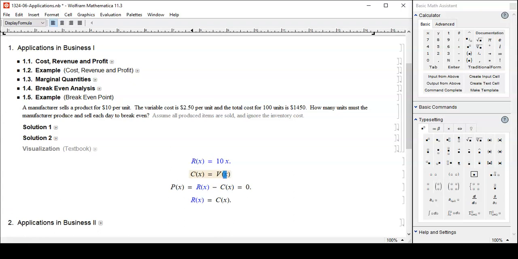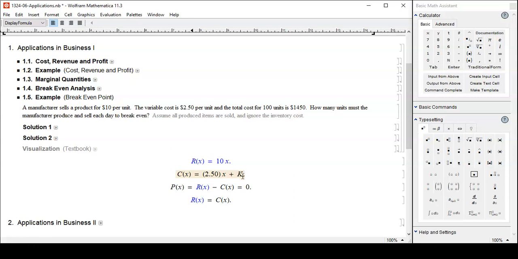The variable cost plus a constant k, which is the fixed cost. How about the variable cost? $2.50. That's the marginal cost, the slope. By the way, that 10, the price, is the marginal revenue, the slope. So the marginal cost is $2.50. That's a slope. So the variable cost will be $2.50 times x, and then plus k.